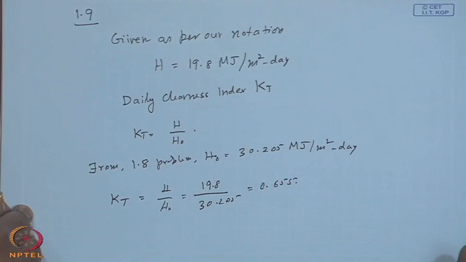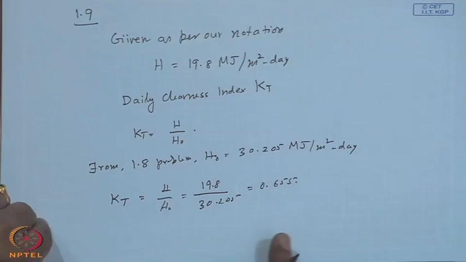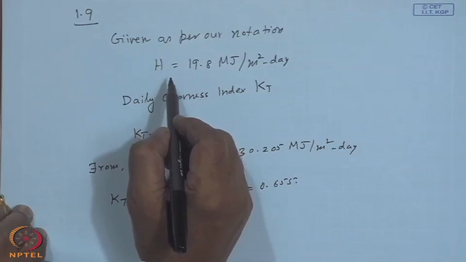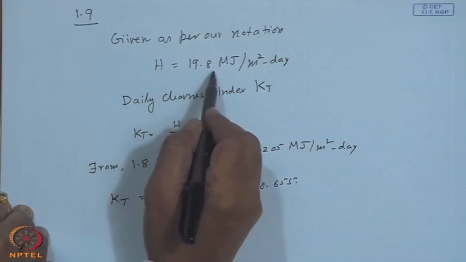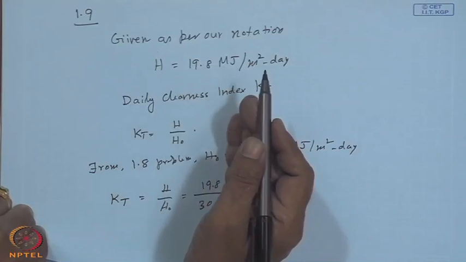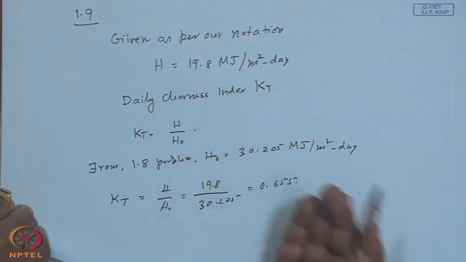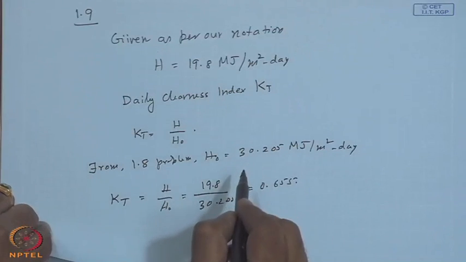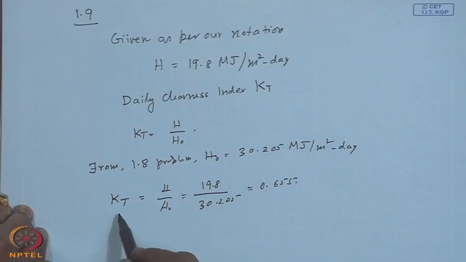your course or in reality or in the exams can be formulated in different ways. For example, without 1.8 and given that the global radiation on a horizontal surface is 19.8, what is the clearness index? The whole idea is you will have to calculate H 0 also to get the clearness index K_T.